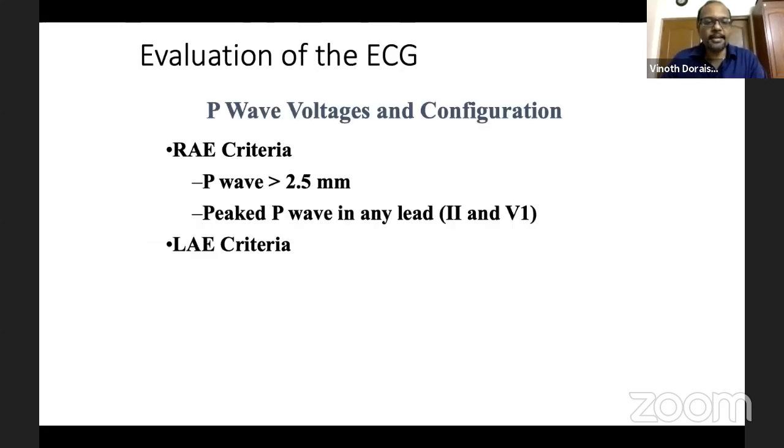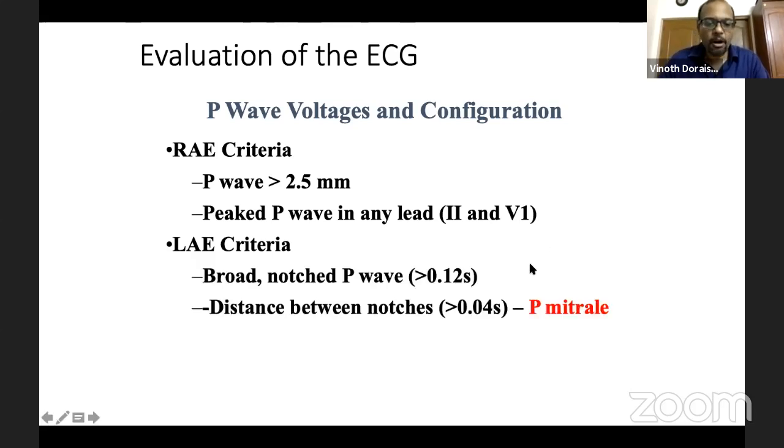Again, the right atrial enlargement criteria: P wave more than 2.5 millimeters or 3 millimeters or 3 small boxes, and there is a peaked P wave in either lead 2 or lead V1. Left atrial enlargement is a broad notched P wave more than 120 milliseconds, that is 3 small boxes. And I told you the distance between the two humps is more than 40 milliseconds, or 1 small box. That is P mitral. So this is the main criteria for right atrial enlargement and left atrial enlargement.